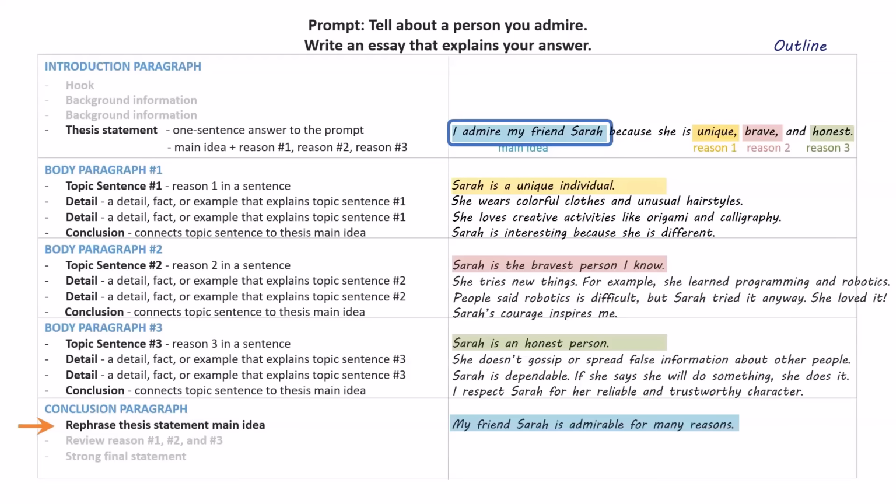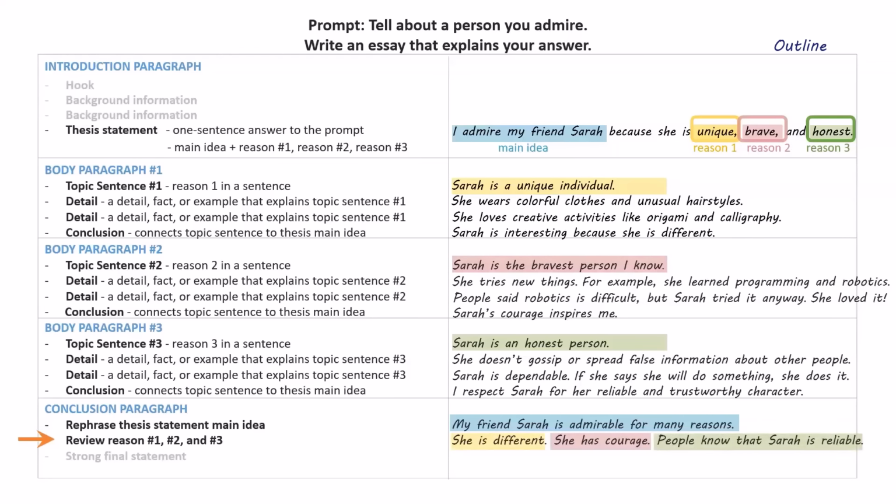Next, review reasons 1, 2, and 3. Even though your reader just read a paragraph about each reason, those paragraphs treated the reasons separately. In the conclusion paragraph, it's good to pull them all together, put them side by side, and again, as always, use slightly different wording than we used before. Sarah is different. She has courage. People know that Sarah is reliable.